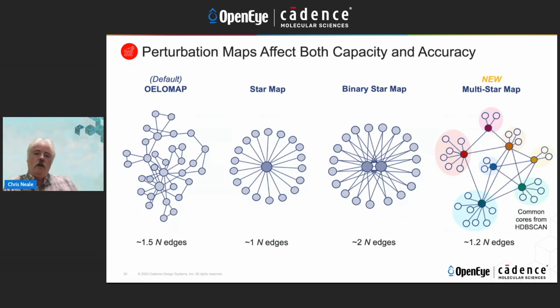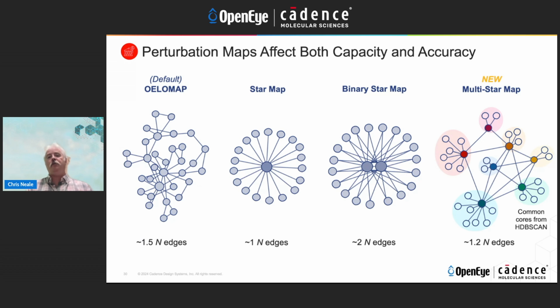Another way that we help you to look at this trade-off between accuracy and capacity is by the types of binding free energy calculations that we run. So we provide you with an edge mapping flow that will connect the circles, which are the ligands, by edges, which is the actual RBFEs that we're going to run. And our default is OE LOMAP. That's what's shown on the left. And it has characteristically 1.5 times the number of edges, the number of calculations, as there are ligands.